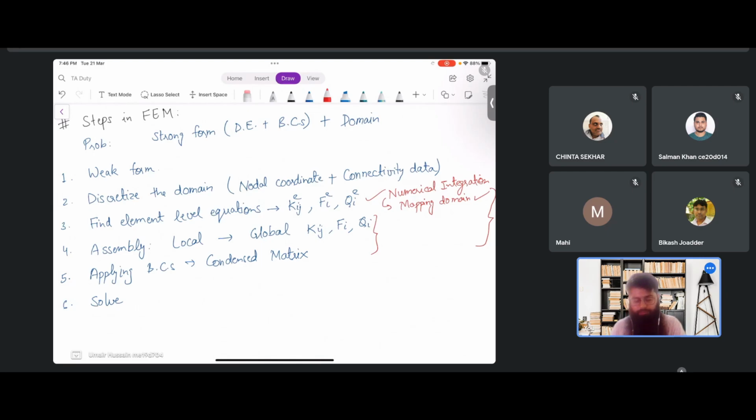I hope I am not missing out anything. Is it okay, sir? I hope we have taken some model problem and we are applying the same weak form, discretizing the domain, and we are approximating the function. Then maybe we are transforming the quadrilateral to the standard master elements.